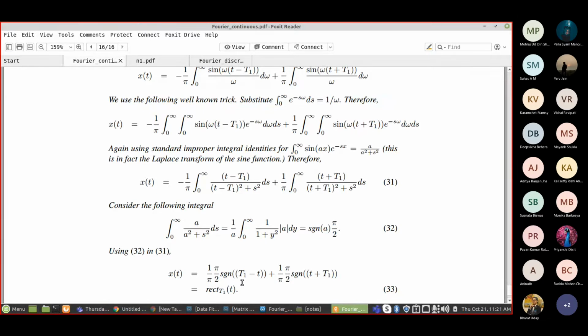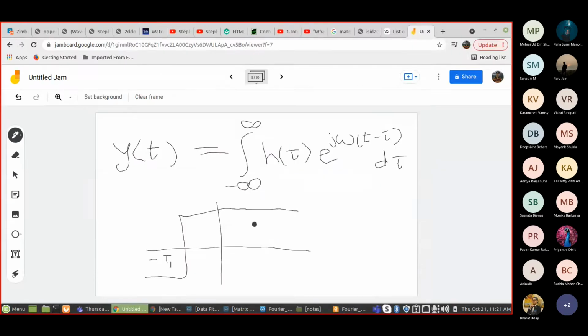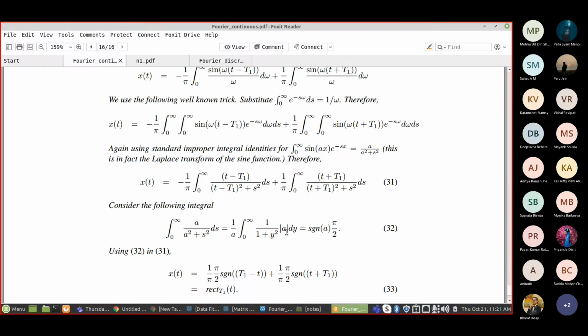This is sine of t plus t1. This one, and yeah, I'm getting a bit confused. Sine of t minus t1 will start from here. Yeah, let me not draw that. Okay, I'll make a mess of it. But yeah, you can verify that this is the right function.